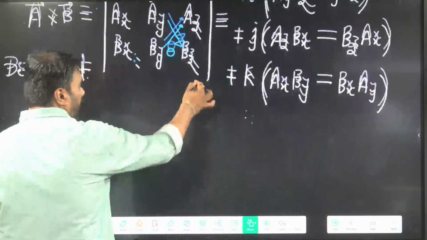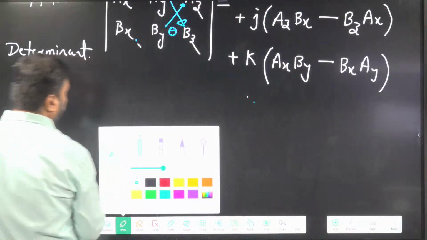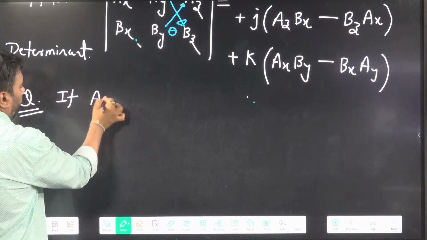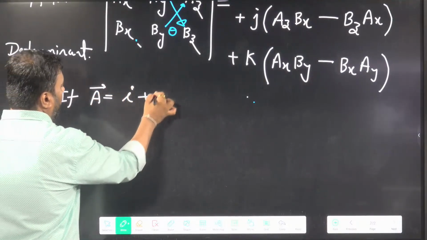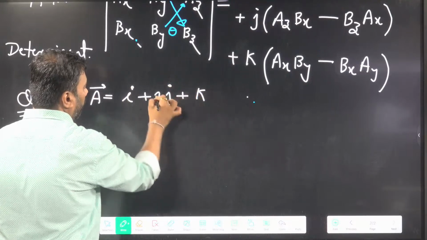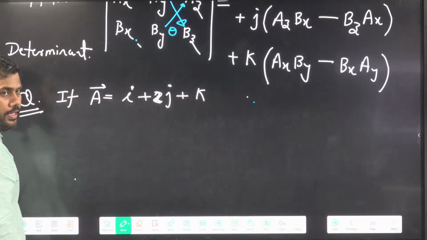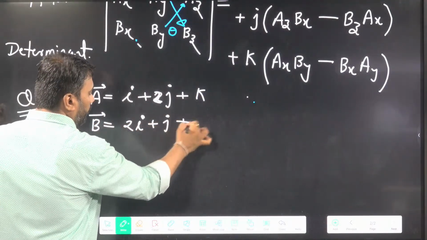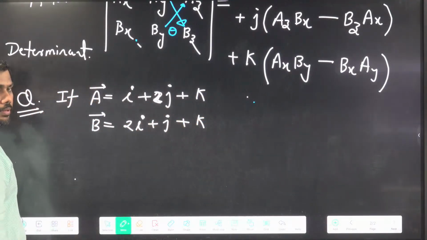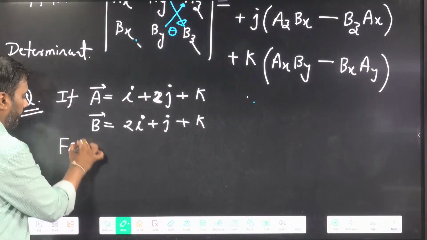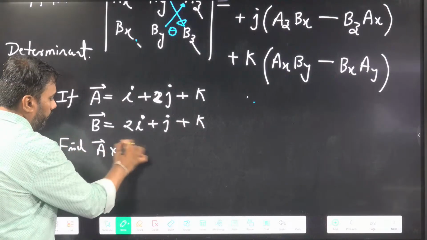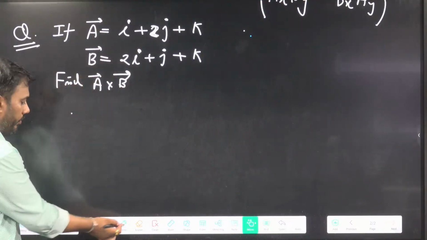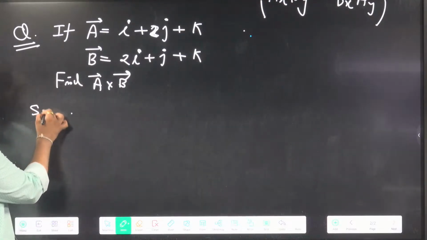Now let us do some practice for cross product. If A vector equals i plus 2j plus k, and B vector equals 2i plus j plus k, find A cross B. The vectors are given in component format, so we will find A vector cross B vector.